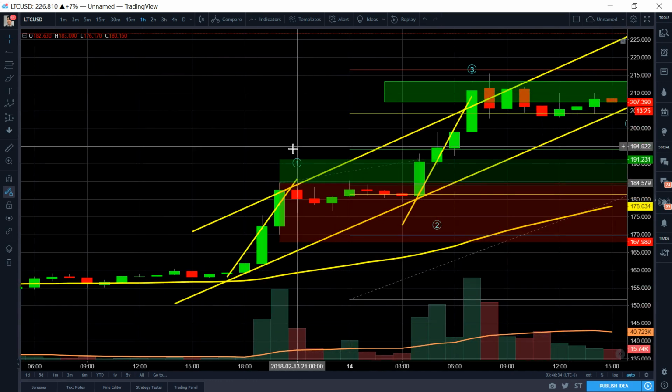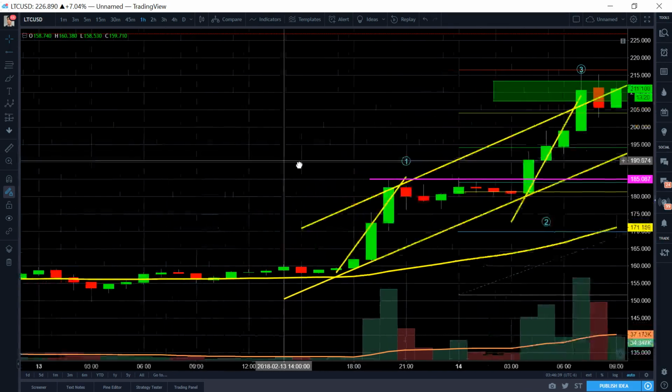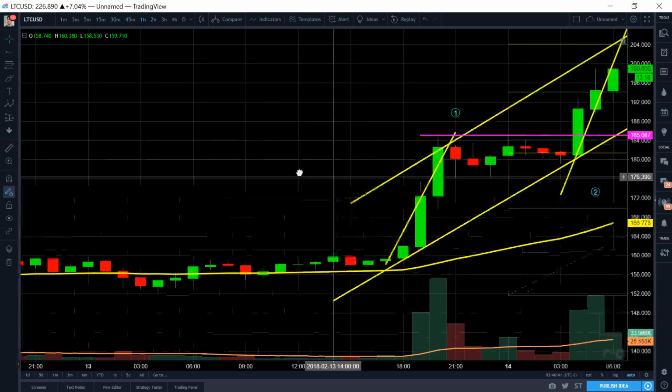It really is. How would you have played that? You would have played it like the purple line I drew earlier. You would have entered it on a breakout right there, okay? That would have been the better thing to do.